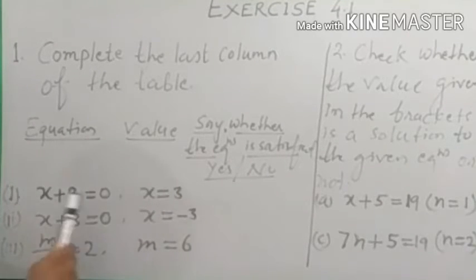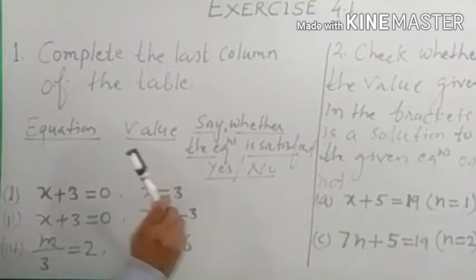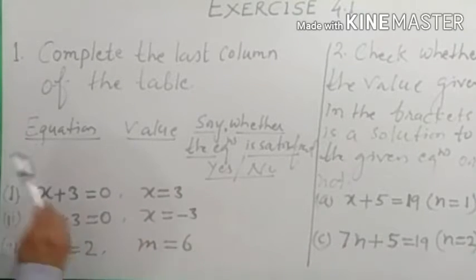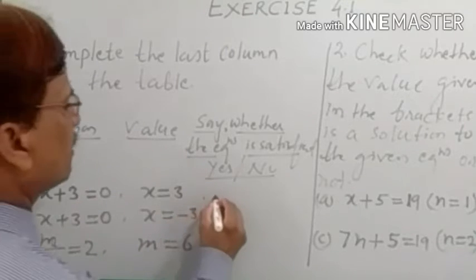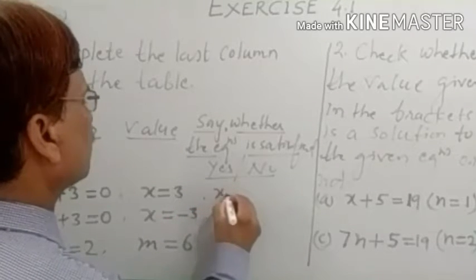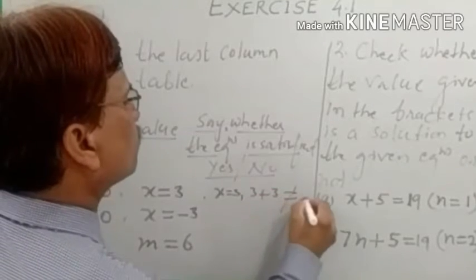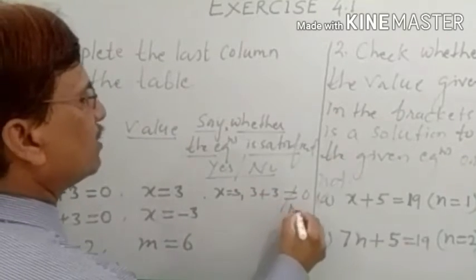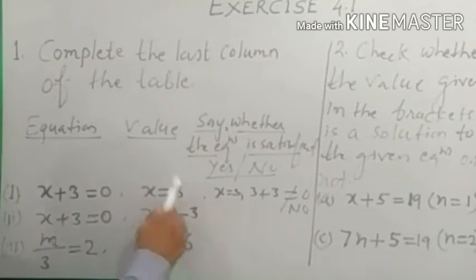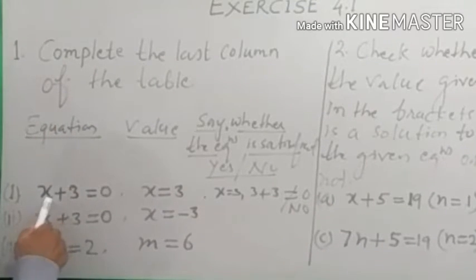So question first is x plus 3 is equal to 0 and value x is equal to 3. If you put the value of x is equal to 3, then 3 plus 3 not equal to 0. So answer is no. So x is equal to 3 does not satisfy this equation.